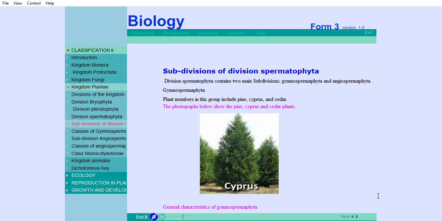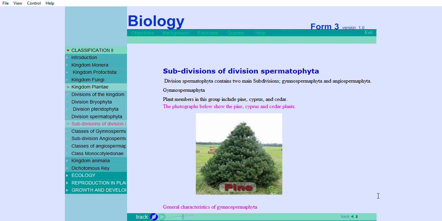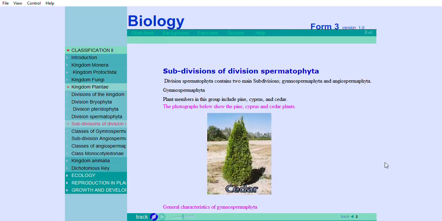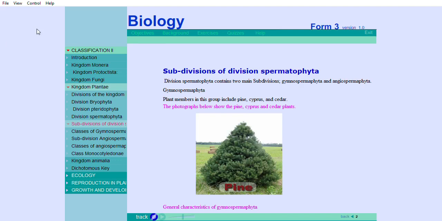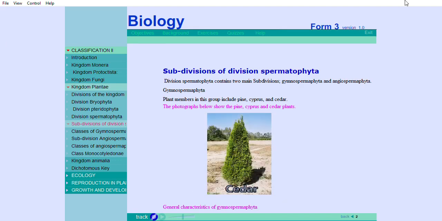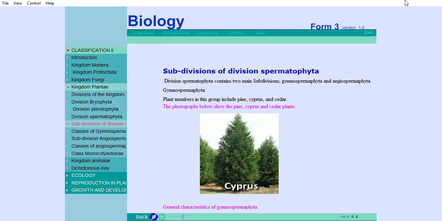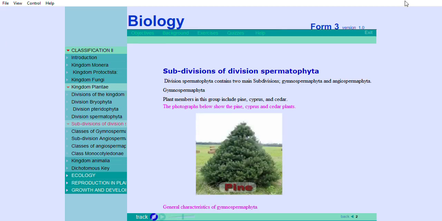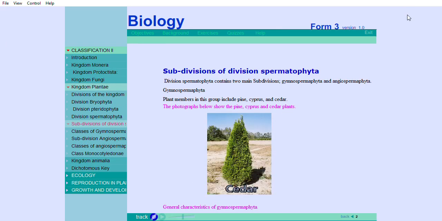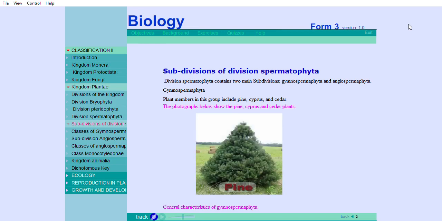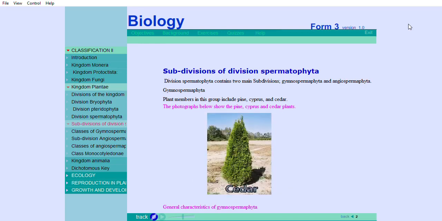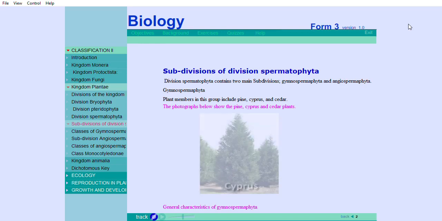General characteristics of Gymnospermaphyta. Bear cones of two types, male and female cones. The male and the female cones are also shown on the photograph below. Show xerophytic characteristics, for example, rolled leaves, needle-shaped leaves, sunken stomata, and thick waxy cuticle. Xylem tissue is mainly made of tracheids and phloem does not have companion cells. Seeds are borne on female cones and are not enclosed in a fruit wall, or naked seeds.